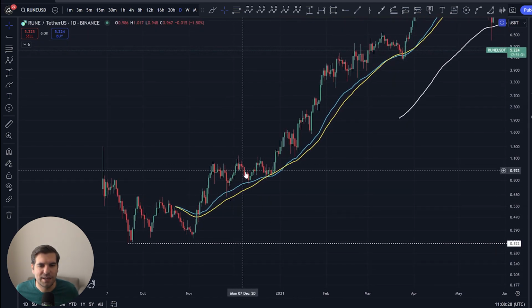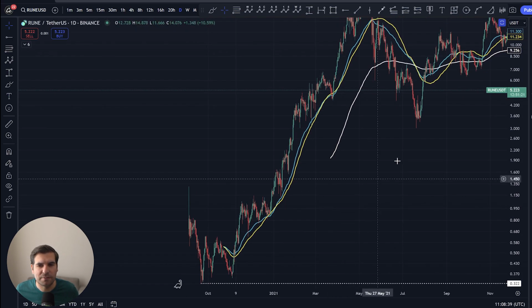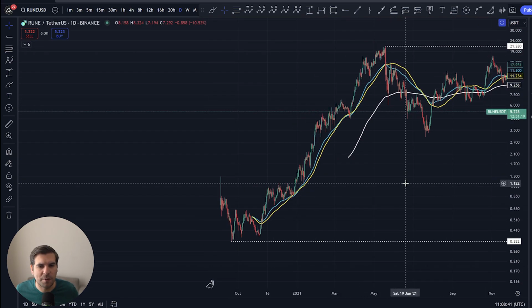So we can already see here that all of the corrections are overlapping each other, but the breakouts are not. They're really giving you strength in the movements to the upside. So very explosive and very much a trend-based move to the upside. This is critically important for understanding where the future is going to go for Rune.